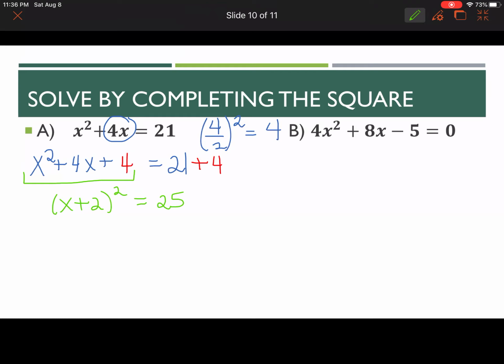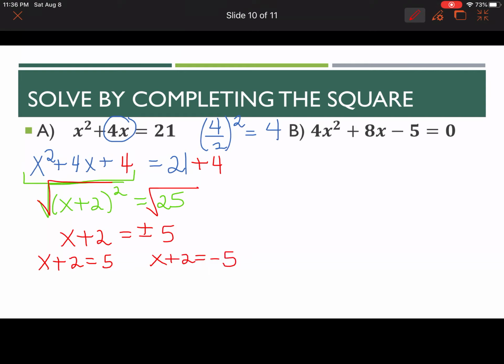Okay, so now at this point, we're going to take the square root. Because we have a perfect square on the left, that square root and square just cancels out. And the square root of 25 is positive and negative 5. So our 2 solutions we get from solving these 2 equations. If I subtract the 2, I get x equals 3. And if I subtract the 2 here, I get a negative 7. And that is it.